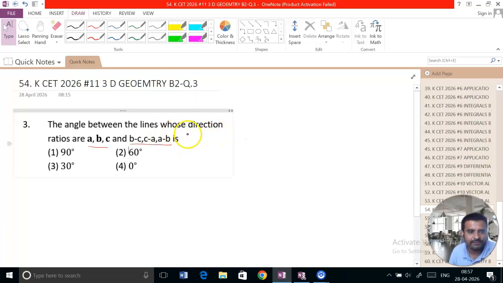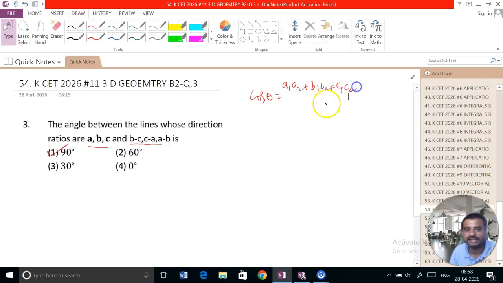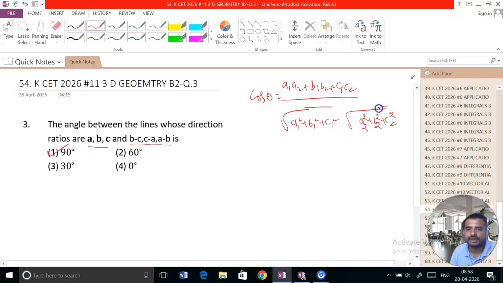So here, if you know the result, if you practice that question, you can directly put option 1 is the right answer. Because you know the angle between two lines formula: cos theta is equal to, since they gave direction ratios, (a1 a2 plus b1 b2 plus c1 c2) divided by square root of a1 square plus b1 square plus c1 square into square root of a2 square plus b2 square plus c2 square.